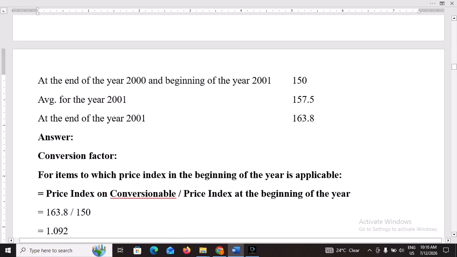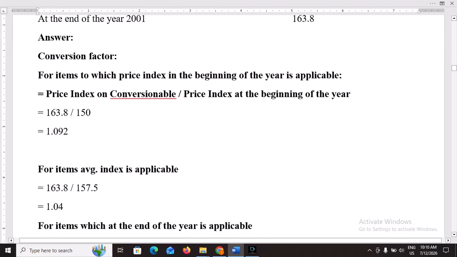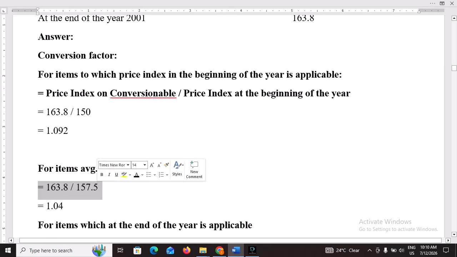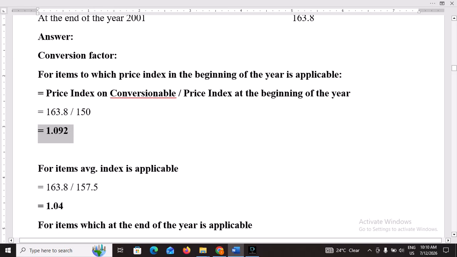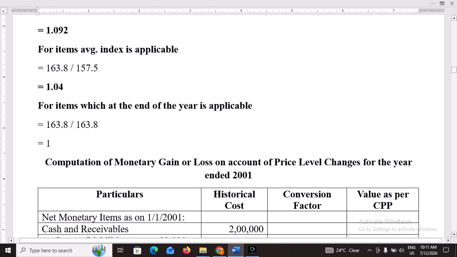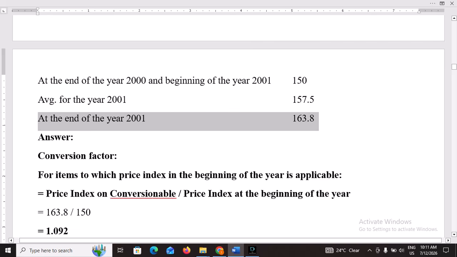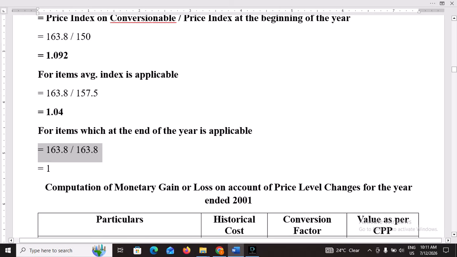So closing stock is the same 163.8 divided by average index 157.5. So 163.8 divided by 157.5 will get 1.04. This is the average index applicable. Now for items where end of the year is applicable, it is simple: closing index divided by closing index. 163.8 divided by 163.8, same, so you will get 1. This is closing index applicable.